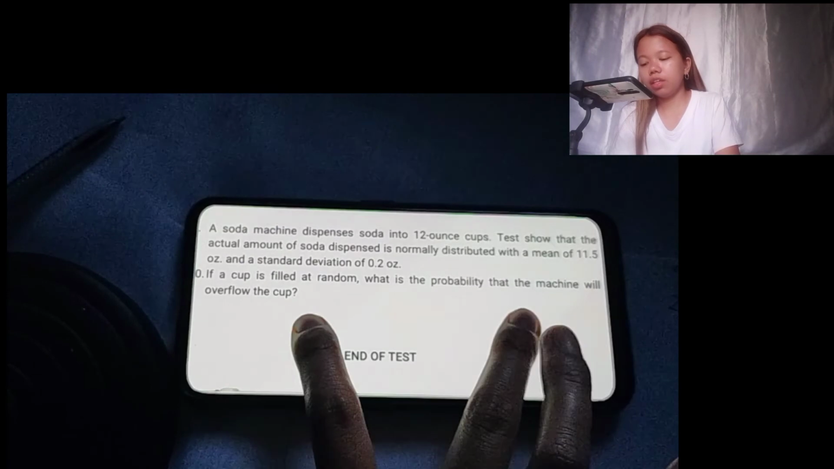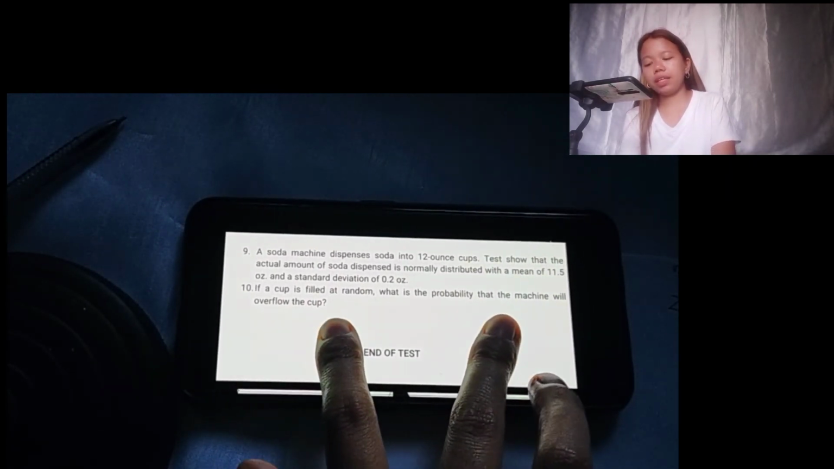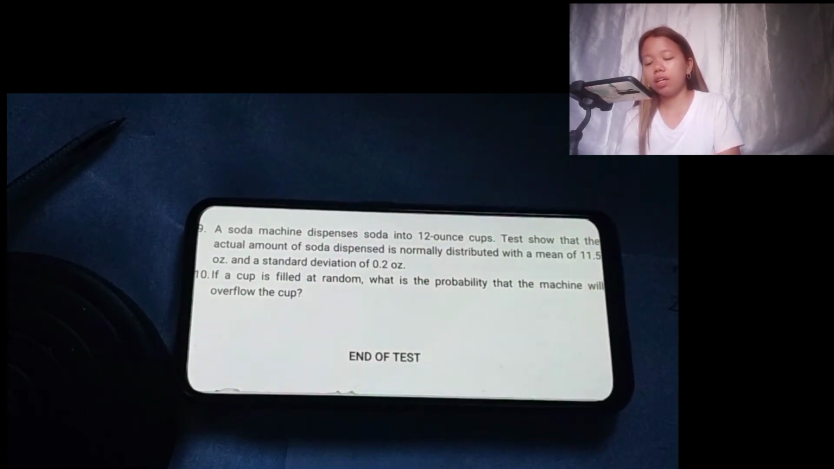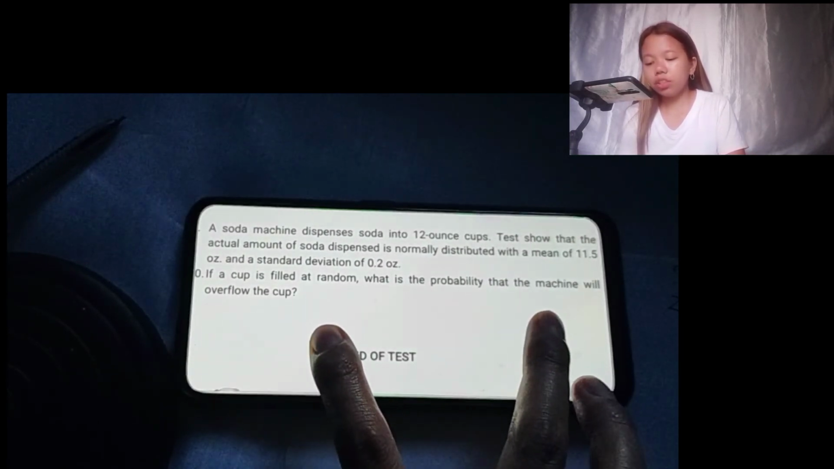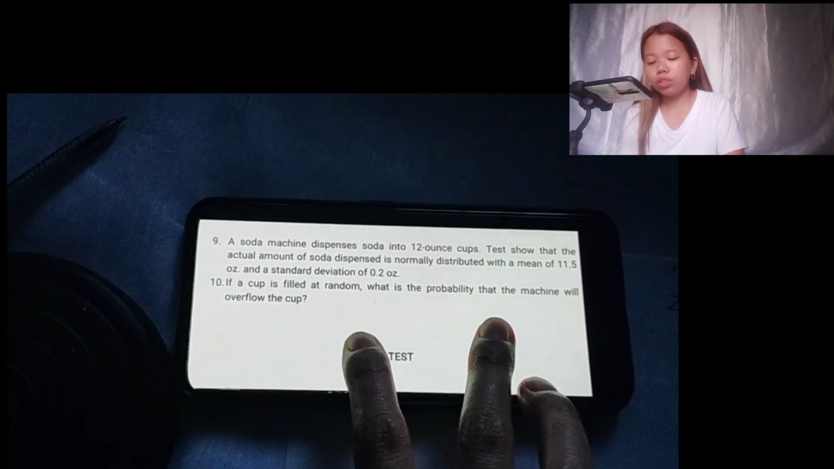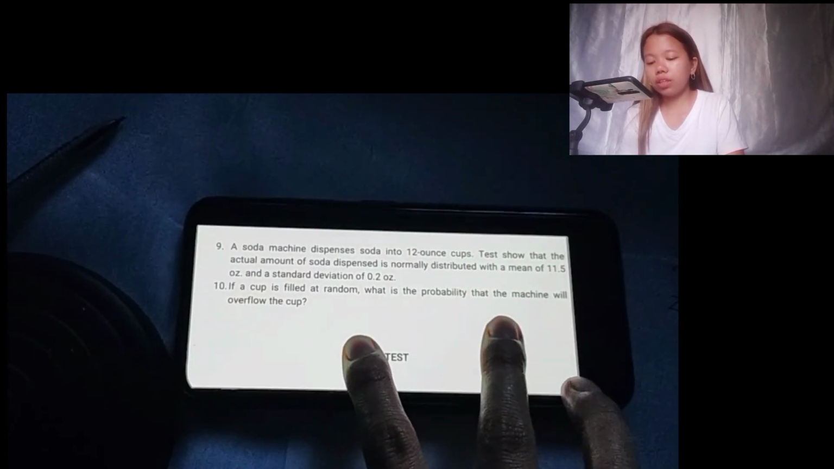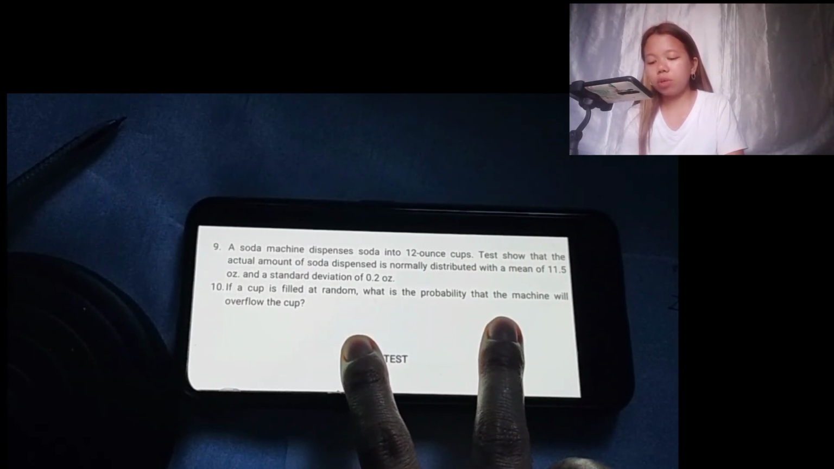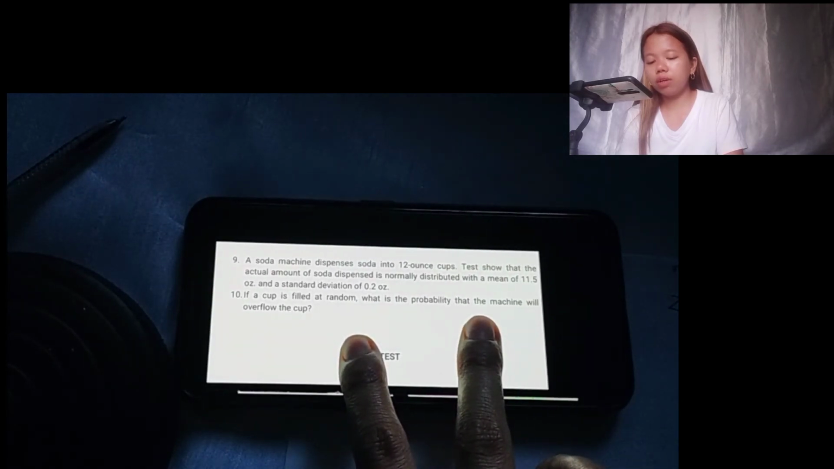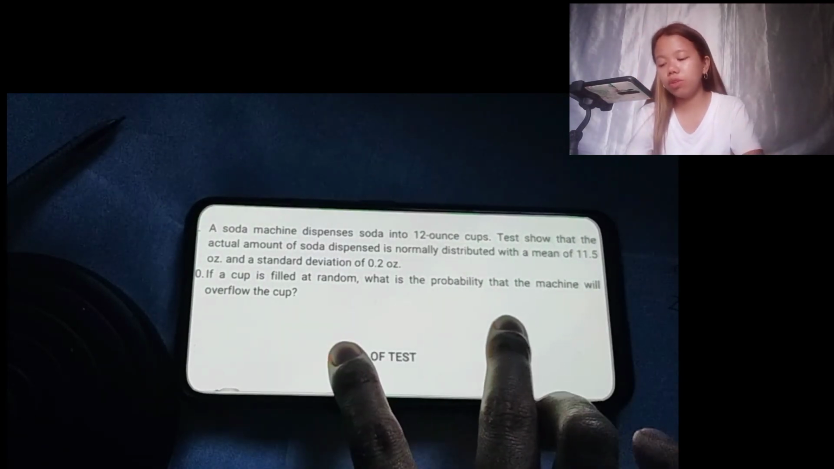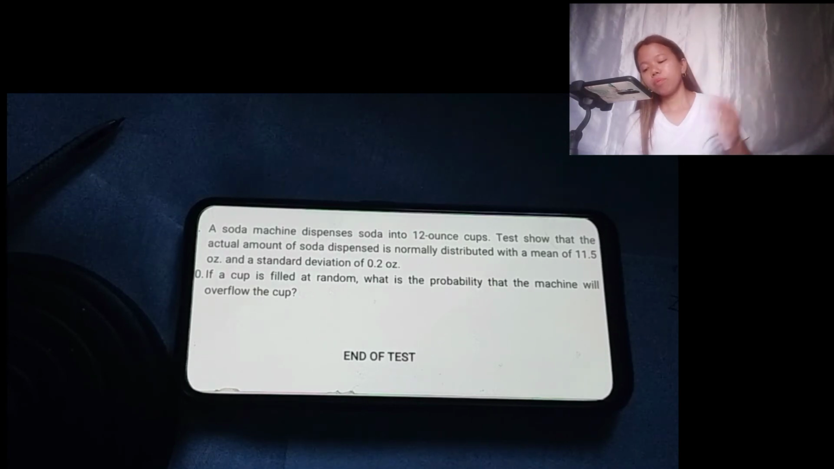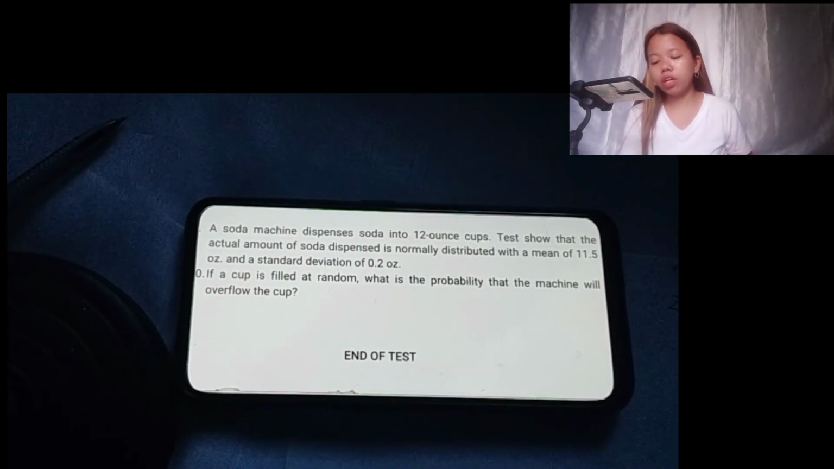Problem number 9 is a bonus, but I will read the problem. A soda machine dispenses soda into 12-ounce cups. Tests show that the actual amount of soda dispensed is normally distributed with a mean of 11.5 ounces and a standard deviation of 0.2 ounce. So let's proceed to number 10. If a cup is filled at random, what is the probability that the machine will overflow the cup?